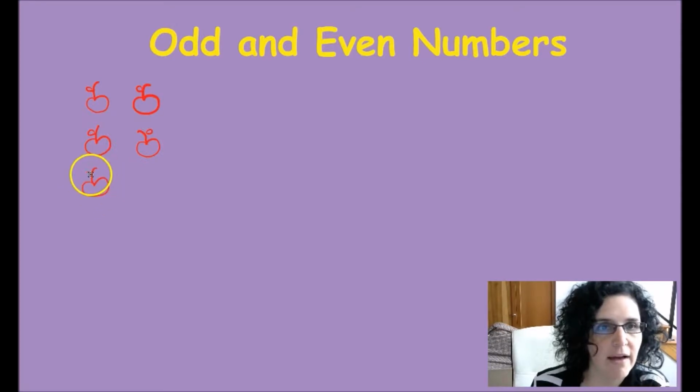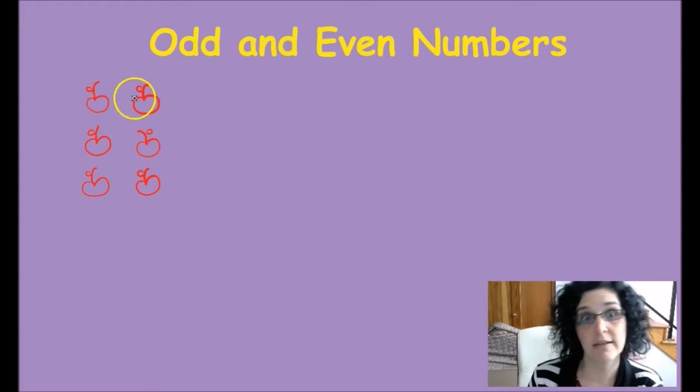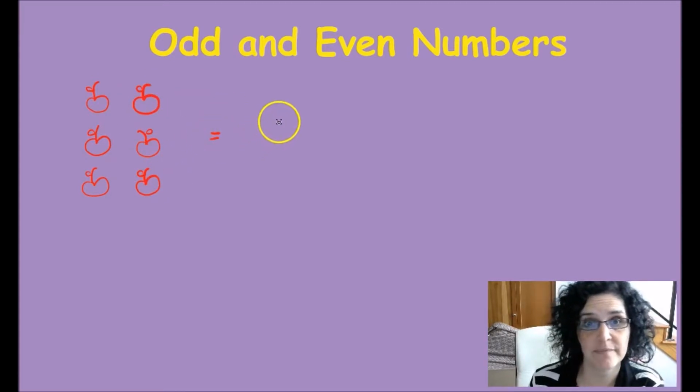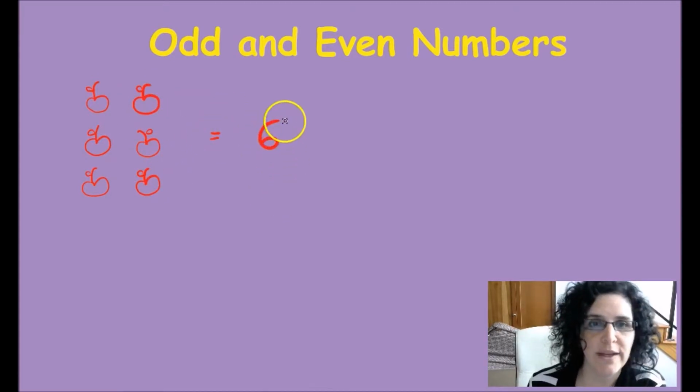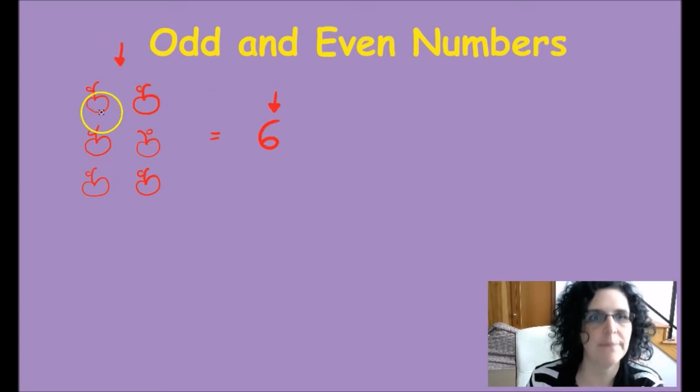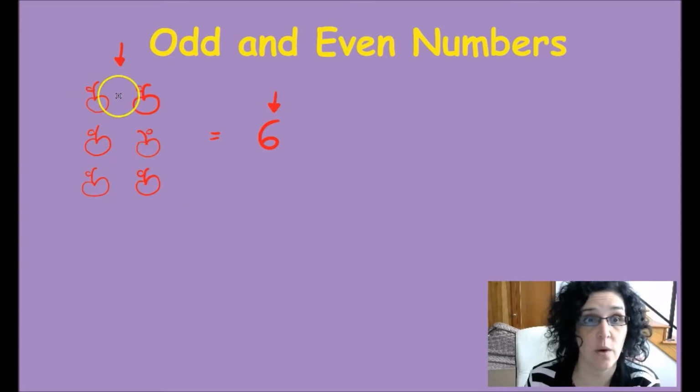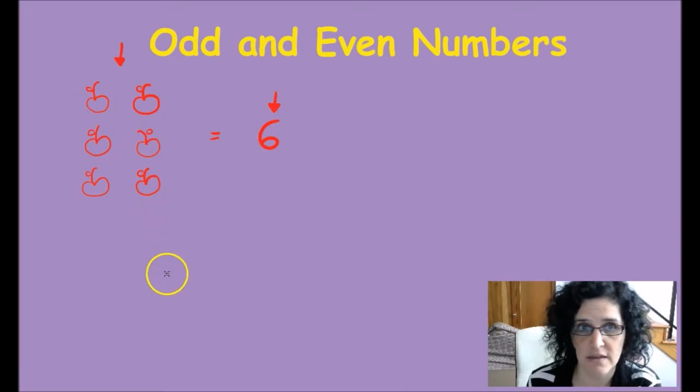Okay, so I have here 6 apples, which look a little bit like cherries, right? So when you draw a 6 and make it into a picture, this is a representation of 6. 1, 2, 3, 4, 5, 6.